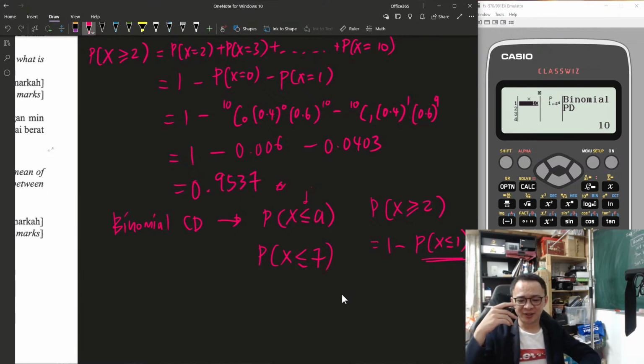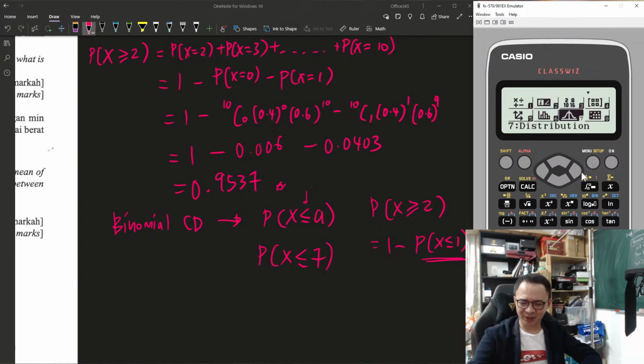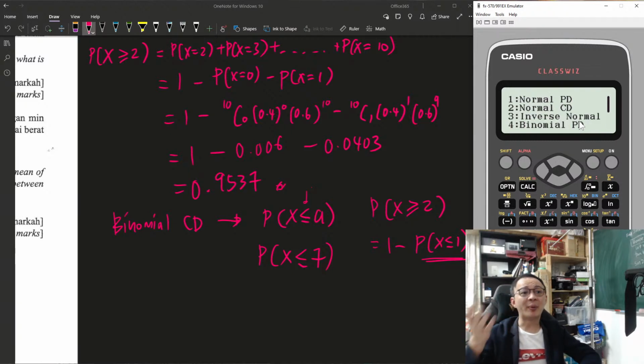So what is inverse binomial? You don't have the inverse binomial, isn't it? You have inverse normal only. I don't think you have inverse binomial. Inverse normal is when you have the probability or the area of the bell shape diagram, and you want to find the exact value. Then we will use the inverse normal.